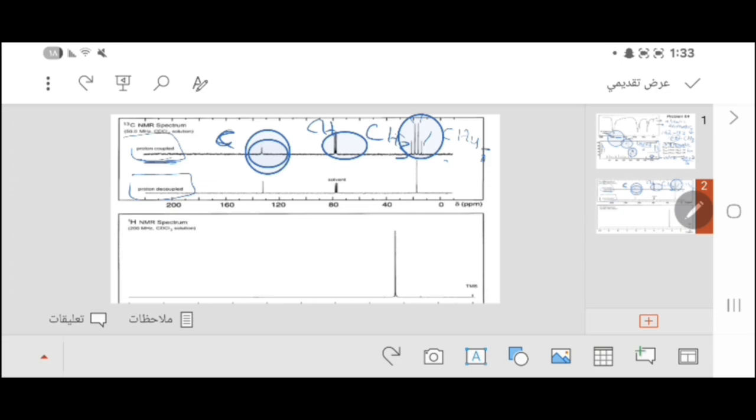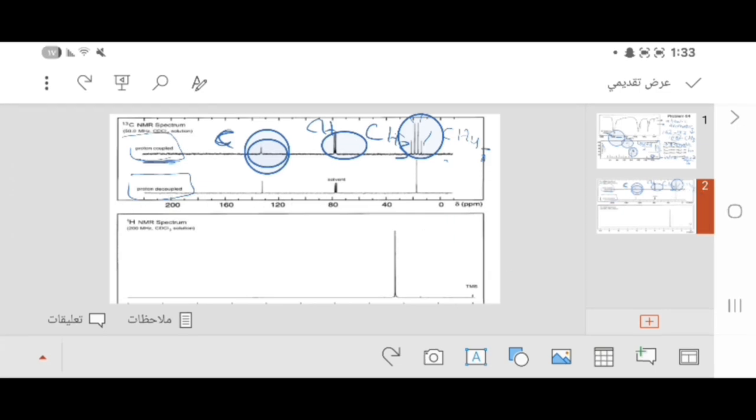Next, we have the proton decoupled. In proton decoupled, the ranges indicate what kind of groups show up in the carbon NMR, okay? For example, around 0 to 50 indicates an alkane, which shows here that we have an alkane compound. Also in the proton decoupled, when you have a peak around 120 to 160, it definitely indicates that we have a benzene here.